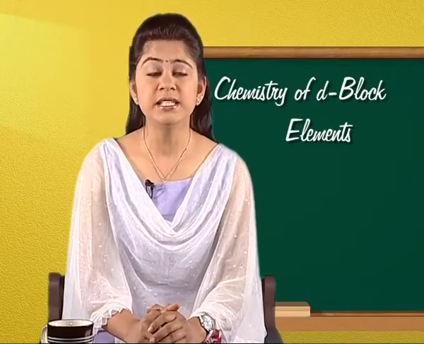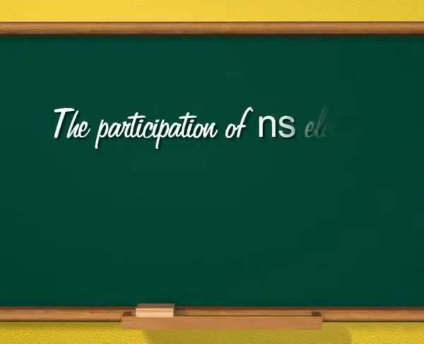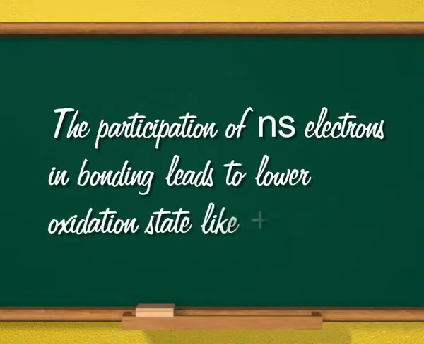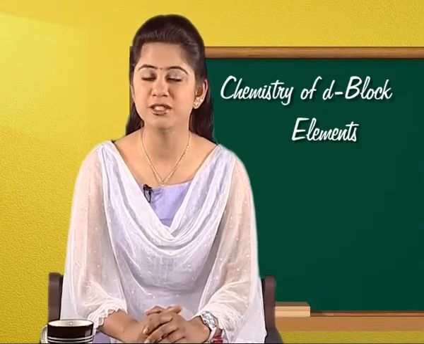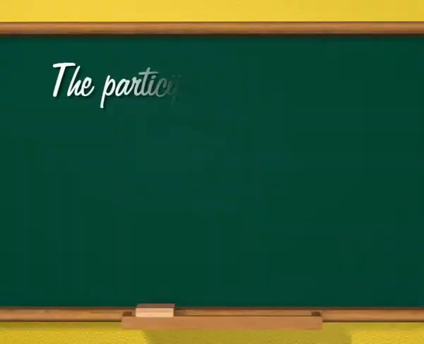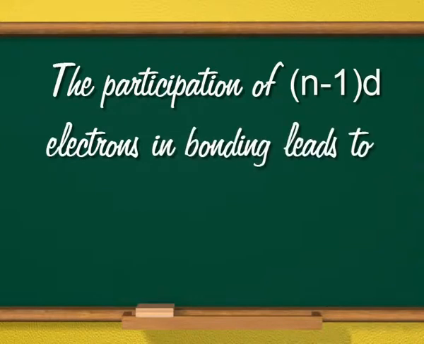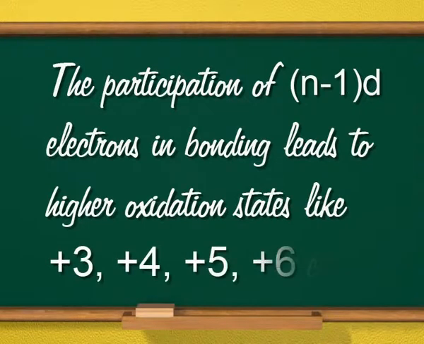Now, what is the reason for low oxidation states or high oxidation states? The participation of ns electrons in bonding leads to lower oxidation states like +1 and +2. And what is the reason behind higher oxidation states? The participation of (n-1)d electrons in bonding leads to higher oxidation states like +3, +4, +5, +6, etc.